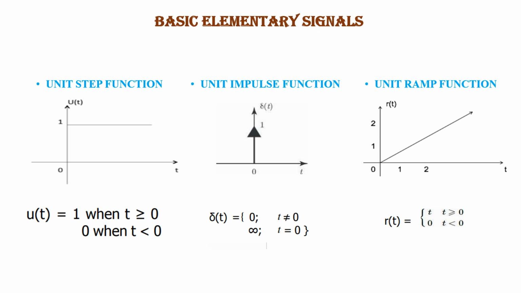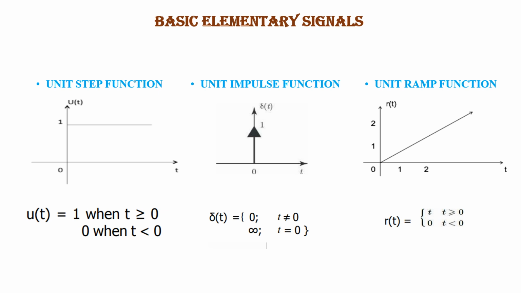Some elementary signals are used in signals and systems. These signals are used to solve more complex problems. The signals are unit step function, unit impulse function, unit ramp function, parabolic function, signum function and exponential function. The unit step function can be denoted as u of t. The amplitude of u of t is always equal to 1 except for t value less than 0.